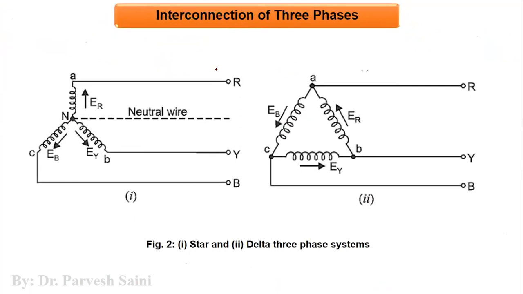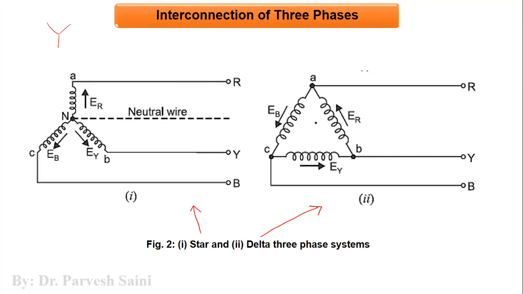Now, let us see these two types of systems through a diagram. As you can see in these two diagrams here, this is the star system and this is the delta system, right? Now, why do we call this a Y connection? Because you can see here, the three coils are placed to one another and they are forming a Y. If you reverse this one, you'll get a Y here.